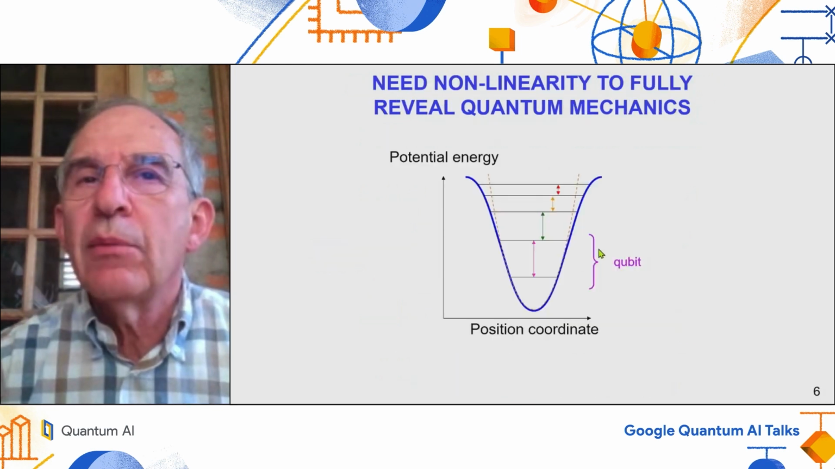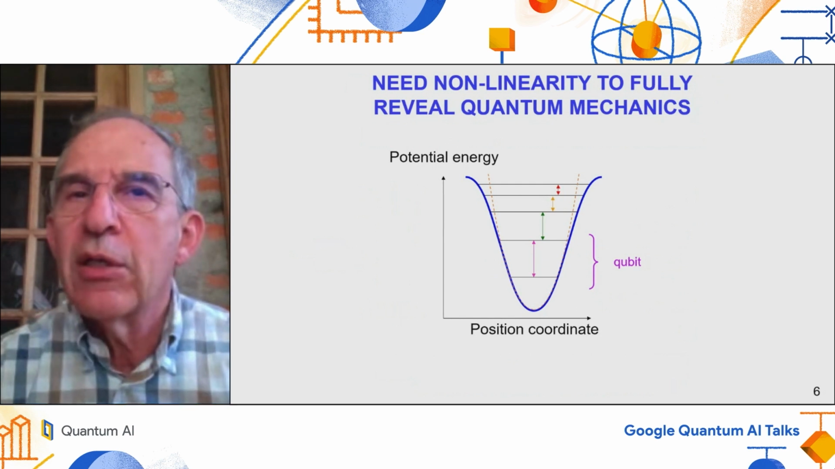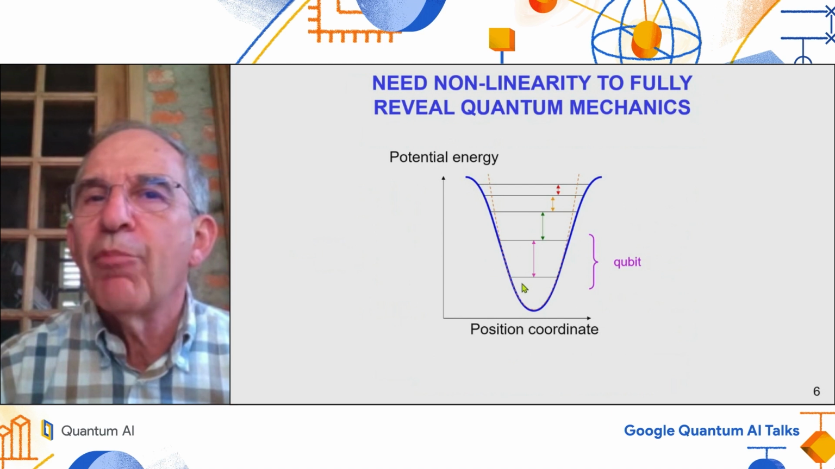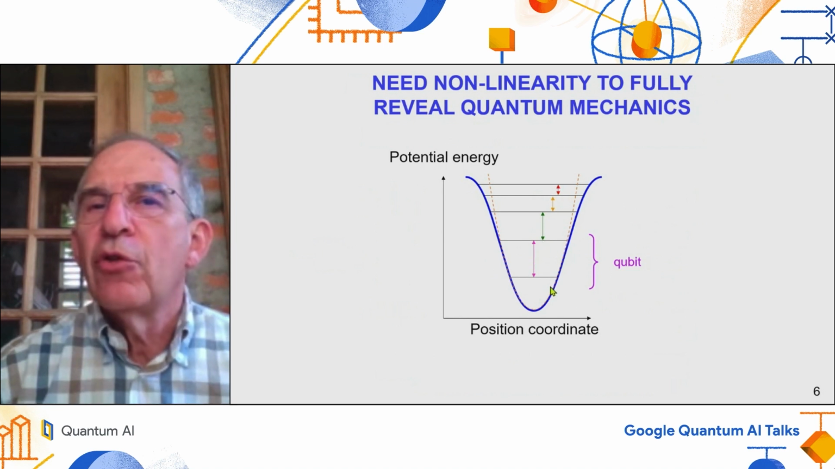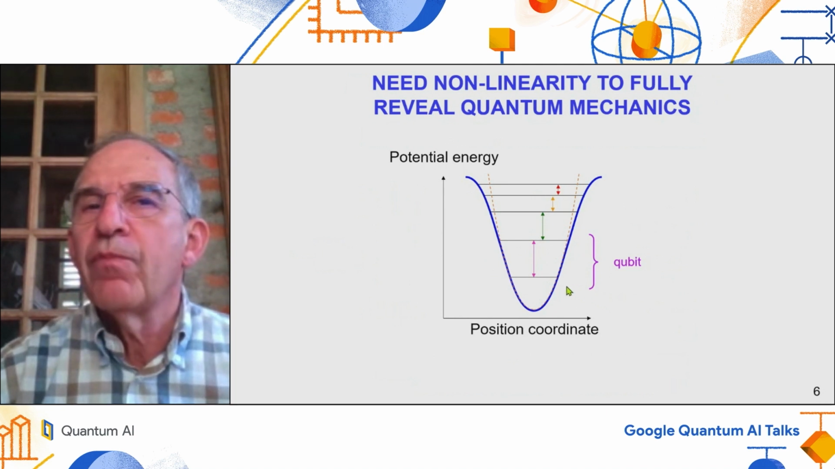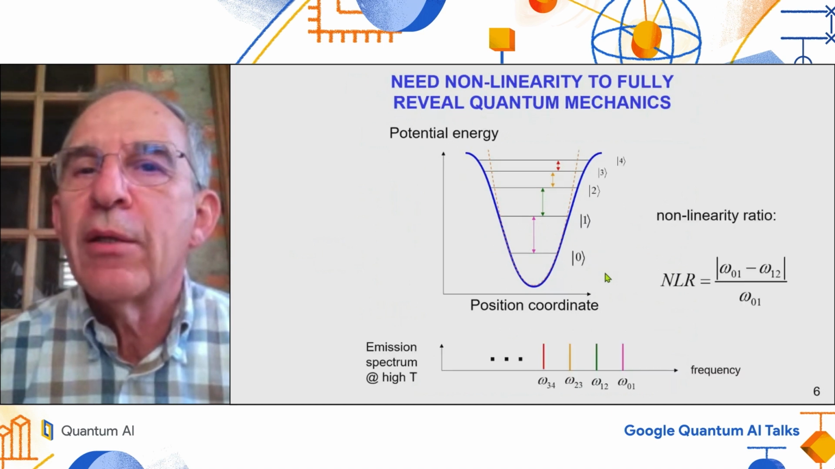What you need is to introduce non-linearity in the circuit. Basically, the potential energy needs to be anything else than a perfect parabola. And once you achieve enough non-linearity, all the transitions between levels become non-degenerate, and you can isolate the first two, the ground and the first excited state, for your qubit.